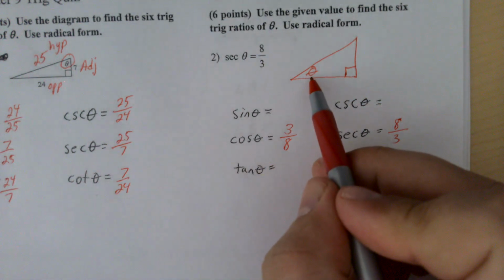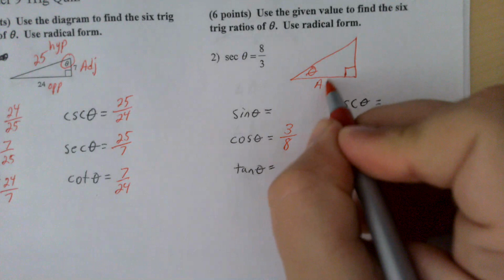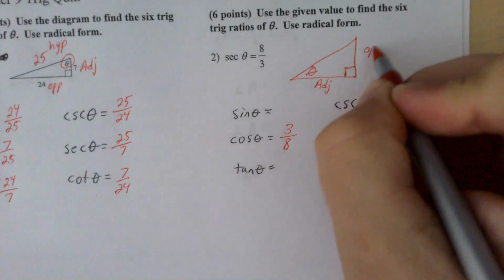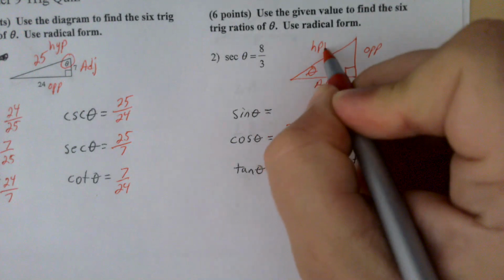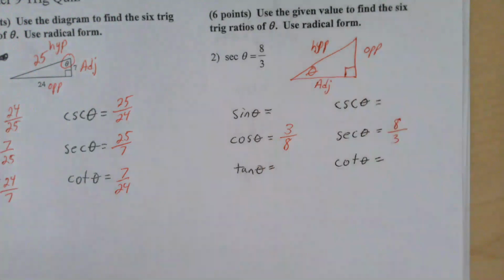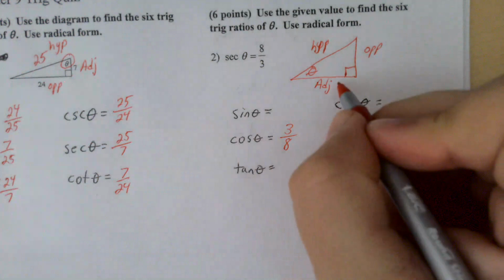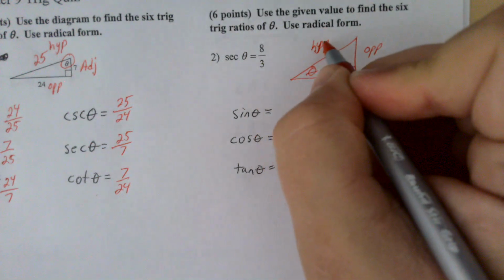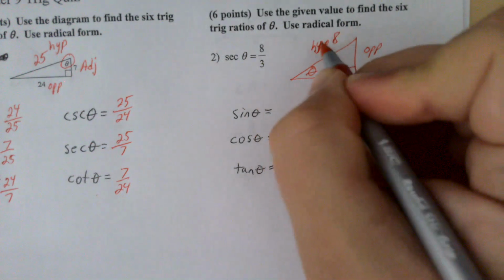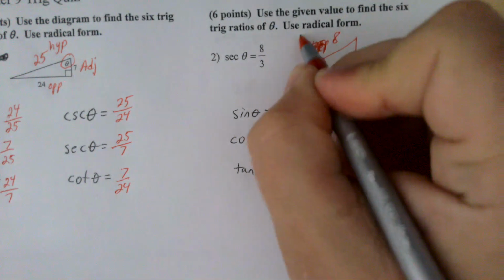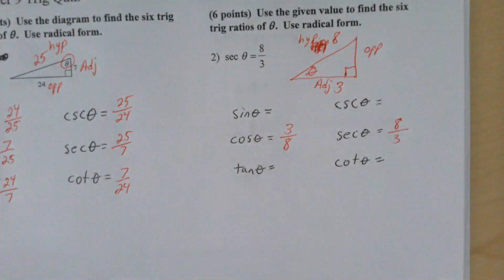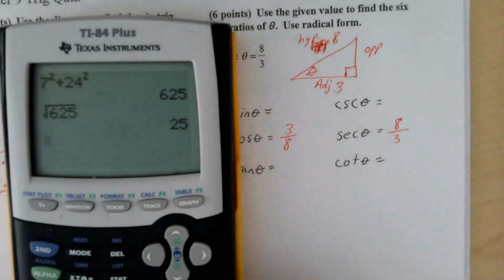So if I have my theta symbol here, this is my adjacent side, this is my opposite side, and there's my hypotenuse. So I know my adjacent side is 3. My hypotenuse is going to be the 8. Okay, that's clear. There you go. So the last thing I need to do before I fill out the rest of my trig ratios, I need to just calculate what the opposite side is. So I'm going to use the Pythagorean theorem.